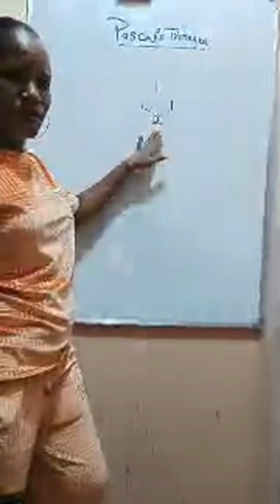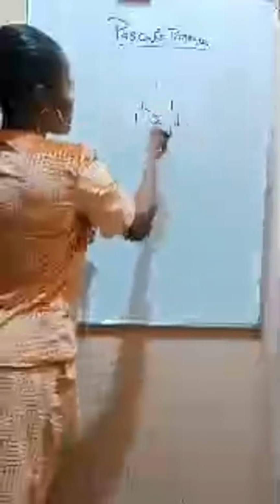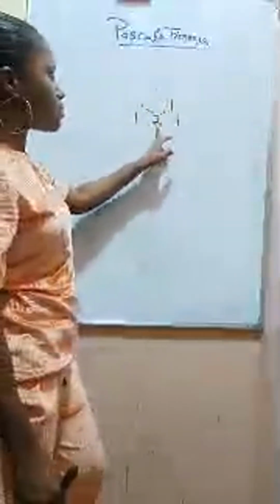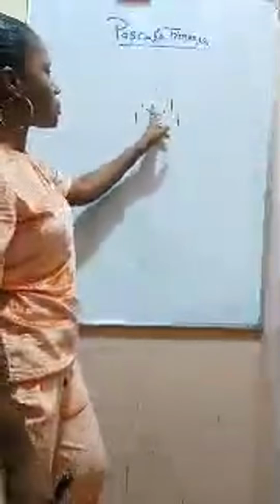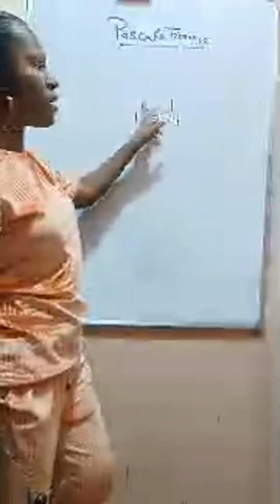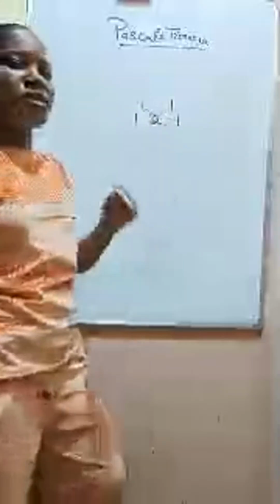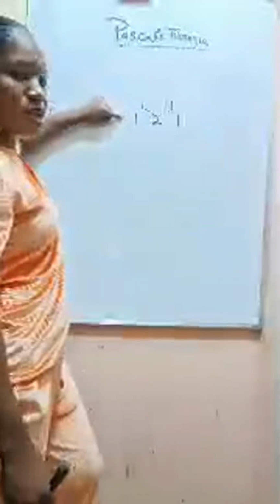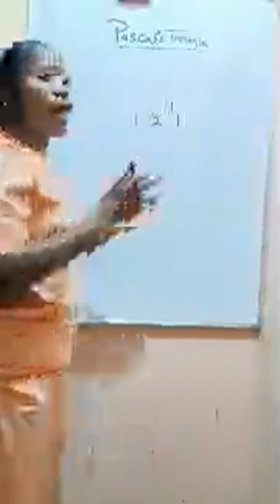Then, having written that, you complete this with another 1 and 1. So you write 1, then 1 and 1, then you add to get 2. Your 2 must be in between. Having done that, you write 1 and 1 because there's nothing to add again here. Now the fourth line, sorry, because this is the first line, this is the second line, and this is the third line. So you add again.